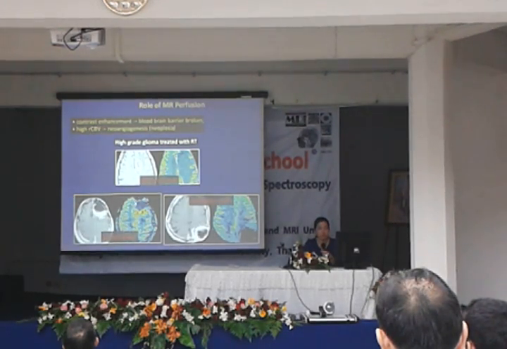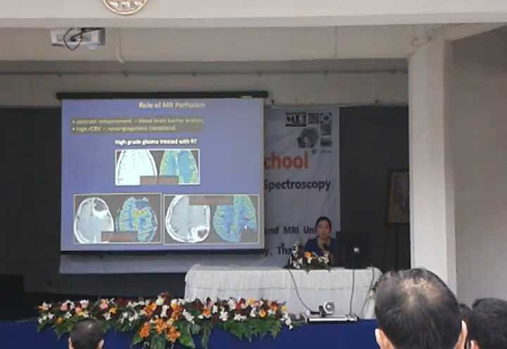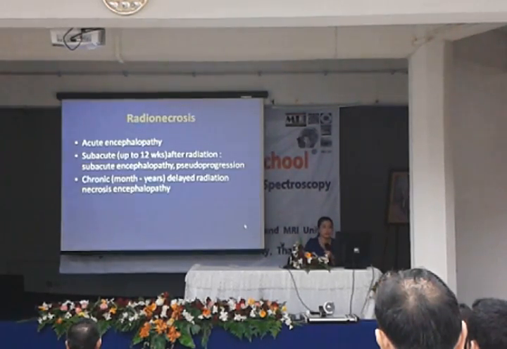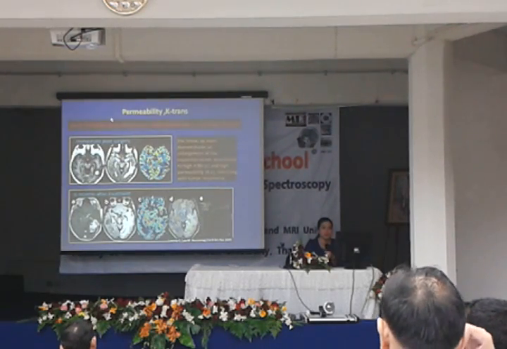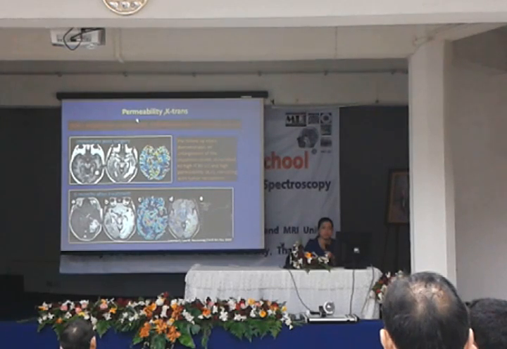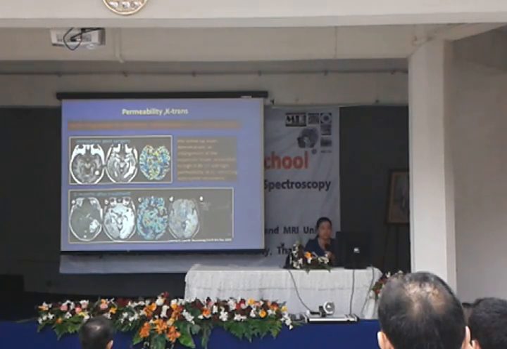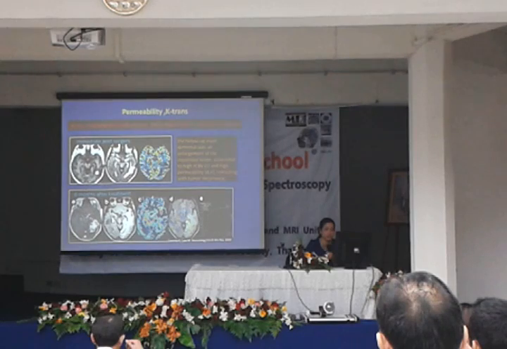On perfusion, the recurrent tumor has an area of increased cerebral blood volume, and for radionecrosis, there is no increased cerebral blood volume in this area. And radionecrosis can have many states: acute, subacute, or chronic. And permeability measurement with K-trans can help us to determine recurrent tumor or post-radiation change or post-treatment change.